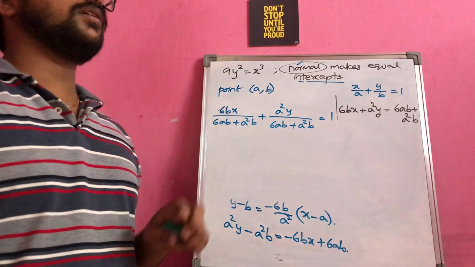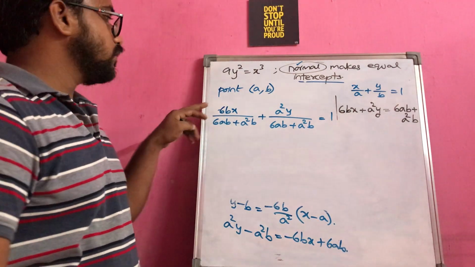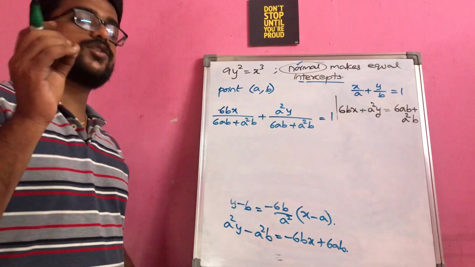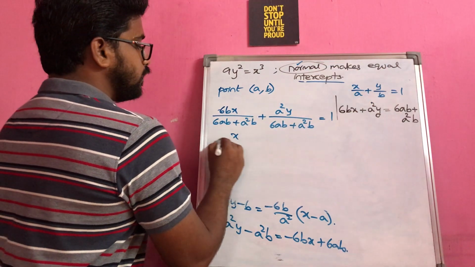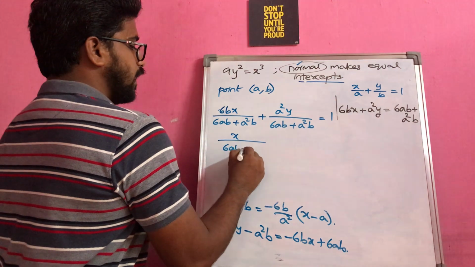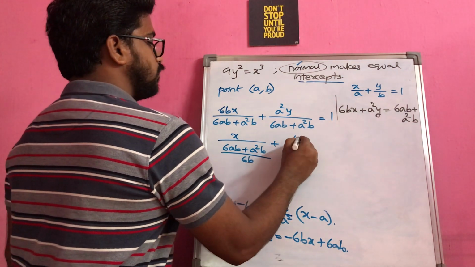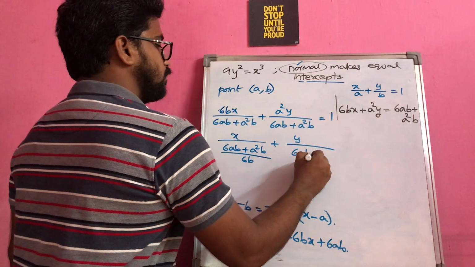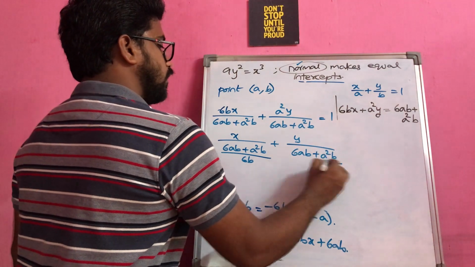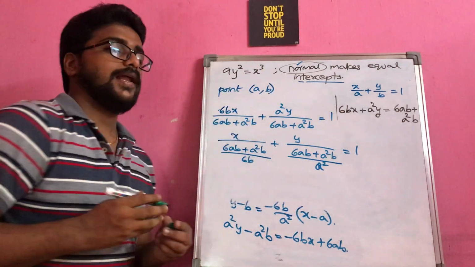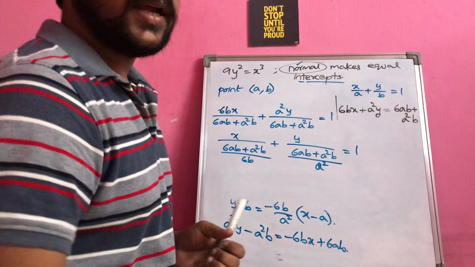But still this is not in the standard form of intercept. You just have to write in the form of x by a plus y by b. That means the x coefficient should be 1. So I will bring this to the denominator, x by 6ab plus a square b by 6b, and then here also y by 6ab plus a square b divided by a square is equal to 1. Now this is the standard form of the intercept.